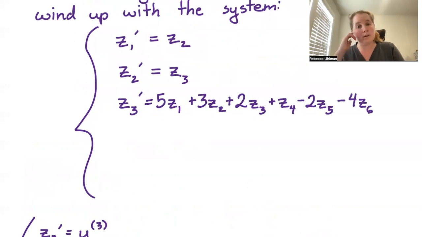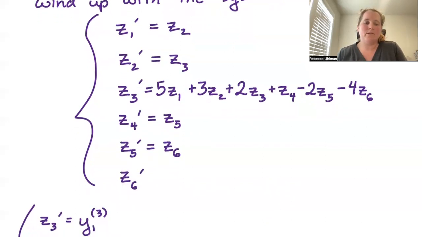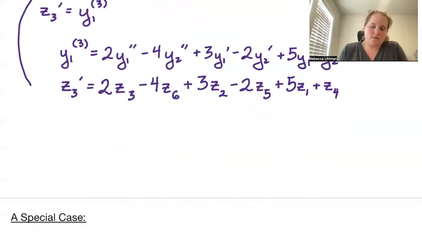So this was our equation for z3 prime in terms of the original functions and no derivatives. Z4 prime is just z5. Z5 prime was just z6. For z6 prime, again, we'll have to pull up our original equations.